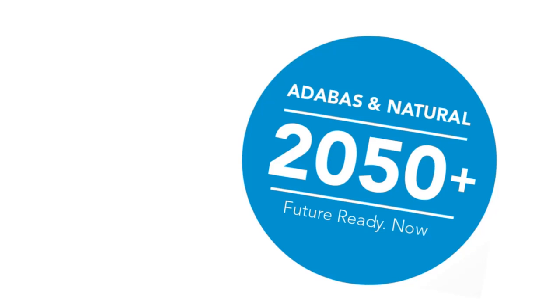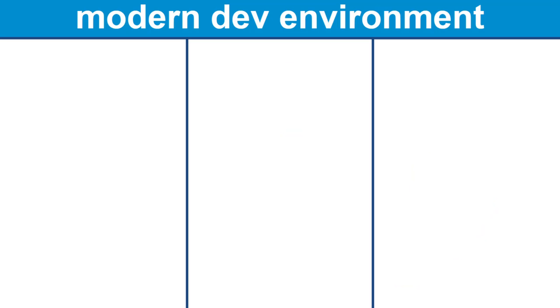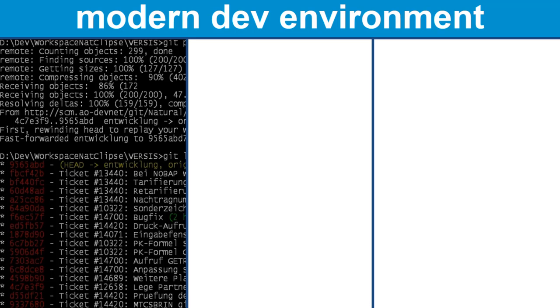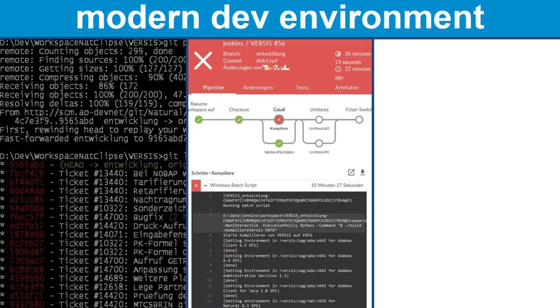But what does that mean for your company? First of all, you need to provide a modern development environment for working with Natural. For example, you can use tools like Git or Eclipse to make the life of the developers easier. You need to adapt to the agile way of developing software. For example, you might want to incorporate continuous integration, for example, with the Jenkins server, into your build environment.